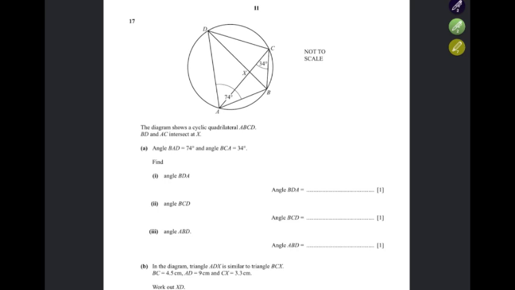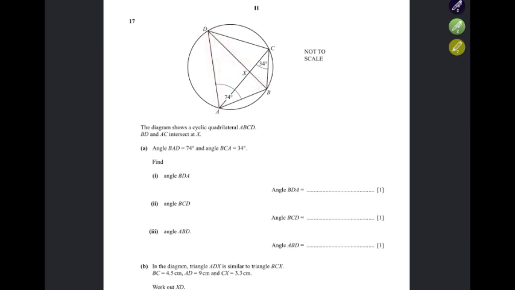Question 17. The diagram shows a cyclic quadrilateral ABCD. BD and AC intersect at X. Angle BAD here is 74, and BCA is 34. Find angle BDA.